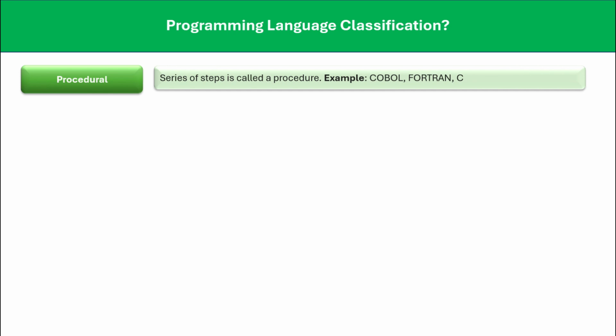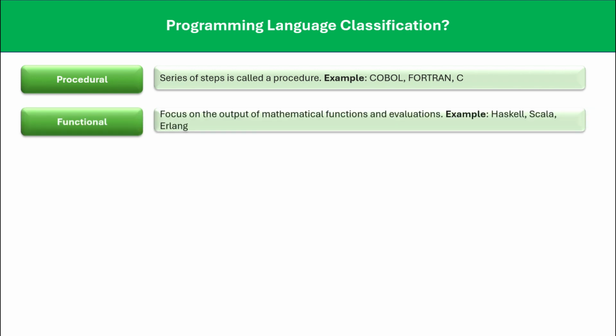Examples of procedural programming languages include COBOL, Fortran, which is formula translation, and C language. Another group of programming languages focuses on mathematical functions and evaluations. They are grouped and called functional programming languages. Examples include Haskell, Scala, Erlang.